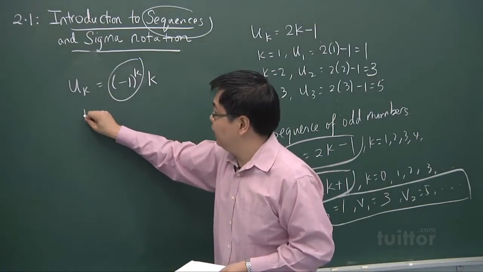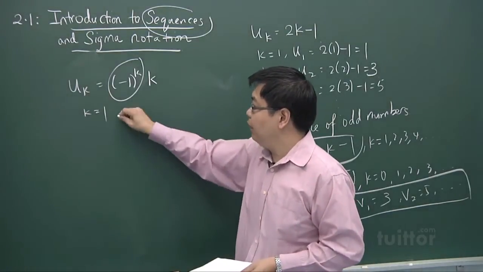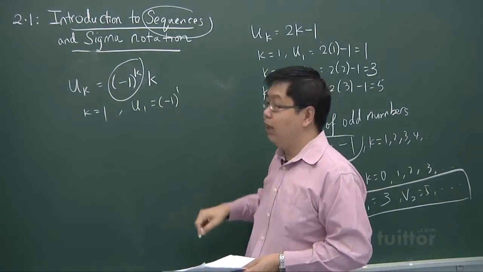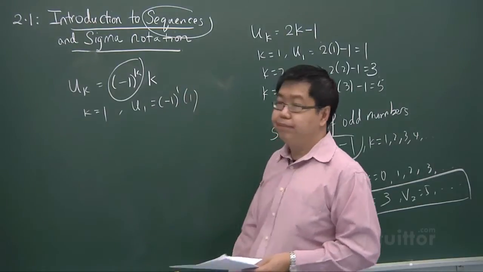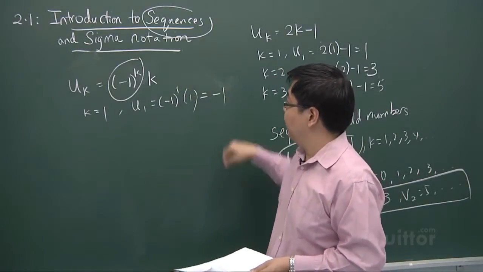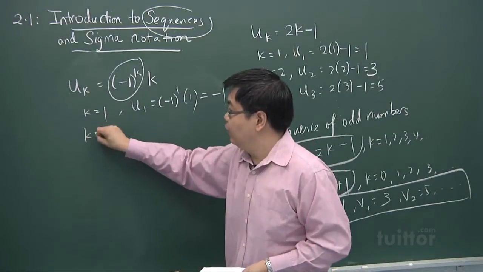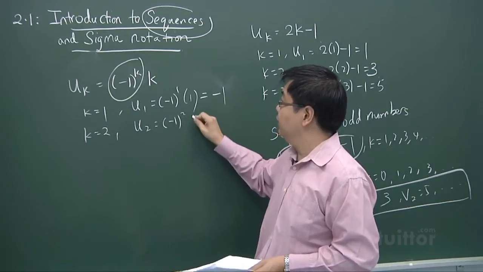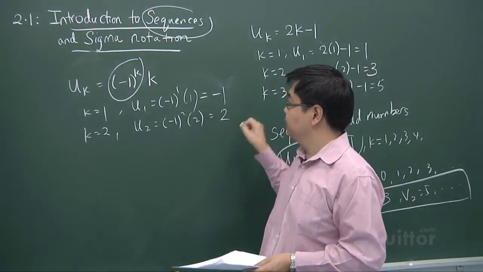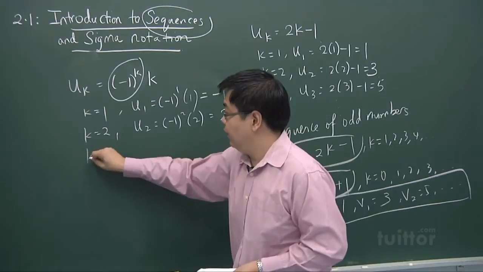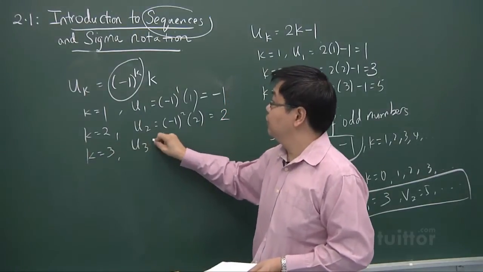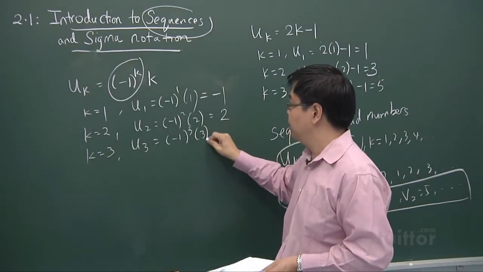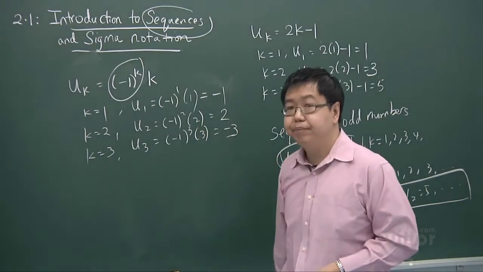If you take a look at k equals 1, what happens to the u_k? It will be u1 equals (-1)^1 multiplied by 1, and that gives me -1. If you look at k equals 2, your u2 would have been (-1)^2 multiplied by 2. That gives me 2. And you look at k equals 3, your u3 would have been (-1)^3 multiplied by 3. That gives me -3.